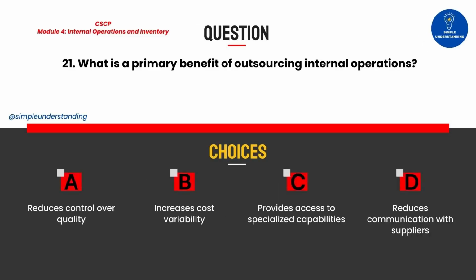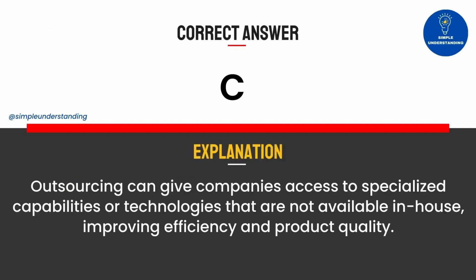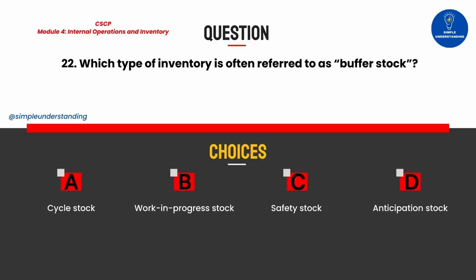21. What is a primary benefit of outsourcing internal operations? A. Reduces control over quality. B. Increases cost variability. C. Provides access to specialized capabilities. D. Reduces communication with suppliers. Correct answer: C. Explanation: outsourcing can give companies access to specialized capabilities or technologies that are not available in-house, improving efficiency and product quality.